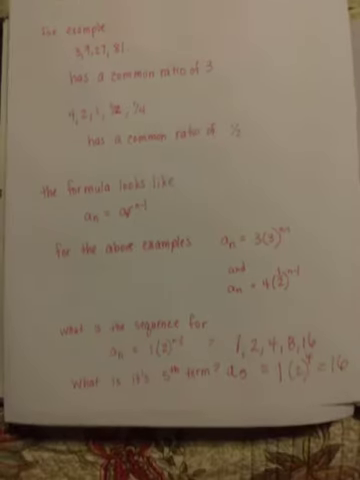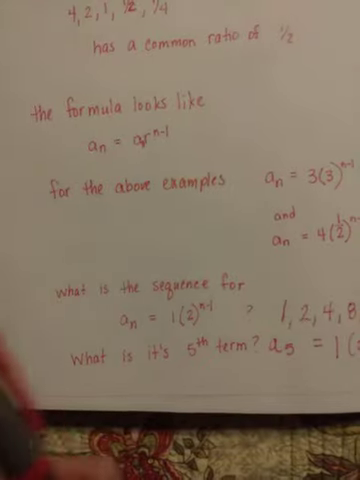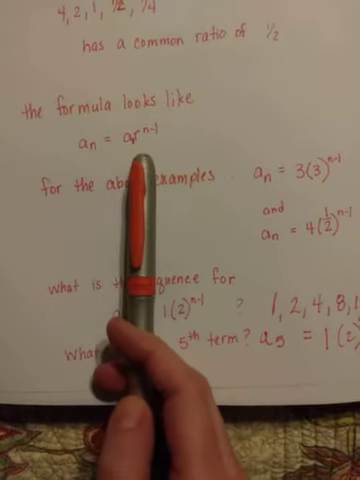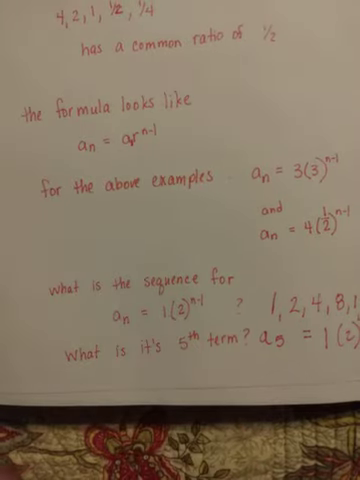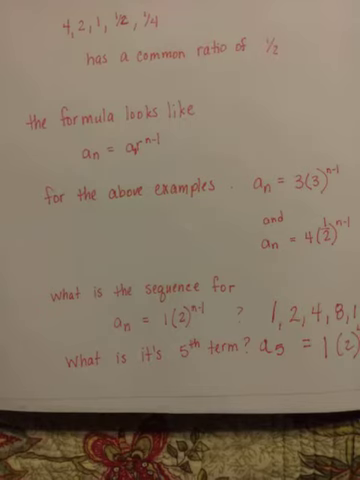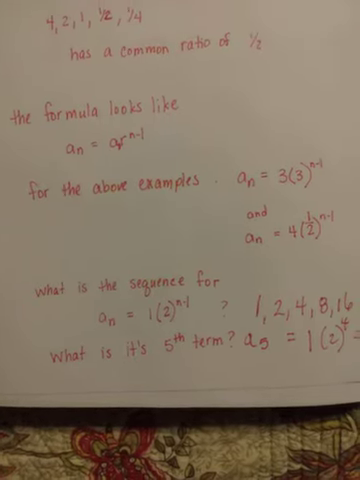The formula for writing one of these looks like a sub n, that's a subscript n, equals a sub 1 times r to the n minus 1. Again, your textbook does not include the subscript, but just for clarity, I've put a sub 1 to indicate that it's the first term of the sequence.